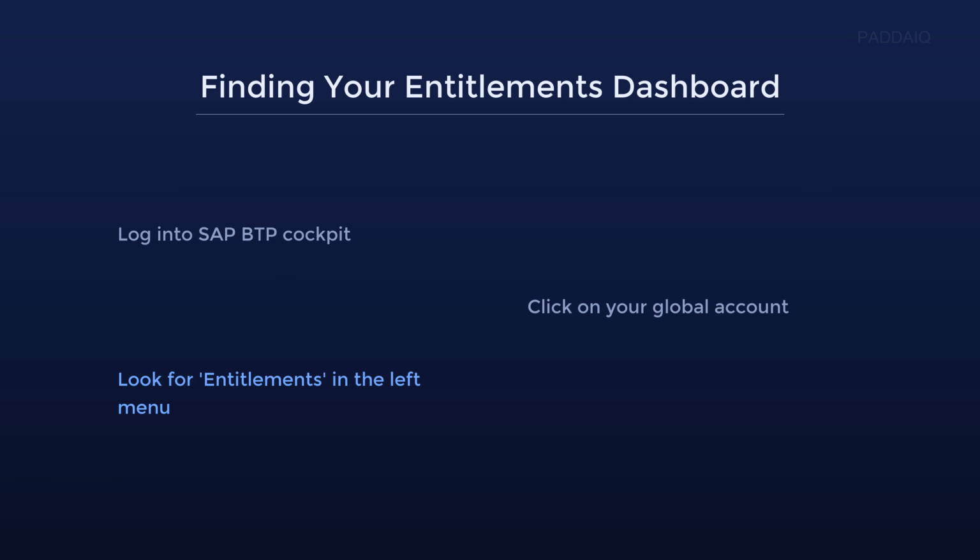Look for entitlements in the left menu. This is where you see all services your company has purchased and can use on SAP BTP. For example, if you need to set up a new database, you first check here to confirm it is available. Always start here to manage your resources effectively.